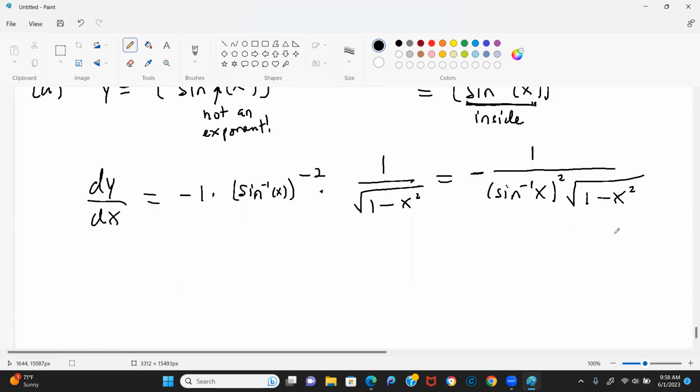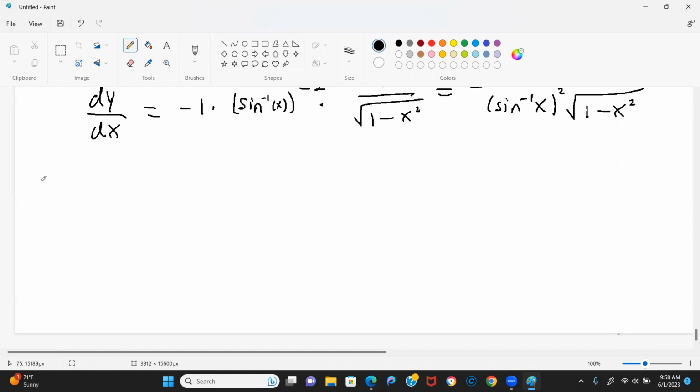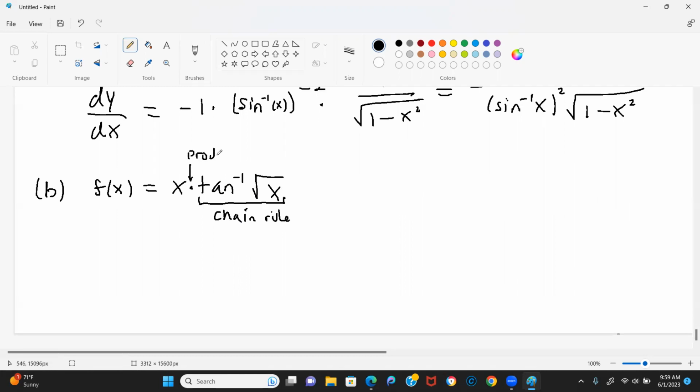All right, so that's part A. Now let's do part B. So B is f of x, recall, f of x is equal to x tan inverse of square root of x. So first of all, we have a product here, and then we don't just have tan inverse of x, we have tan inverse of square root of x. So we need the chain rule for this piece, and then we have a product rule here. So we have to combine all these things together.